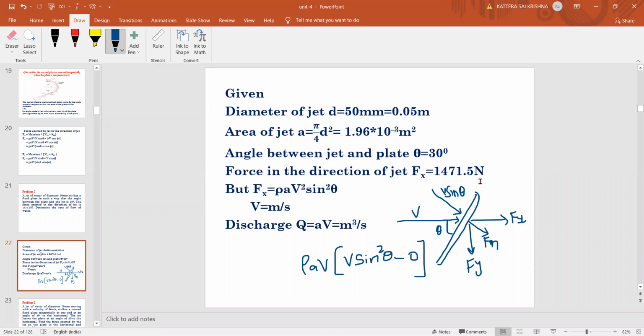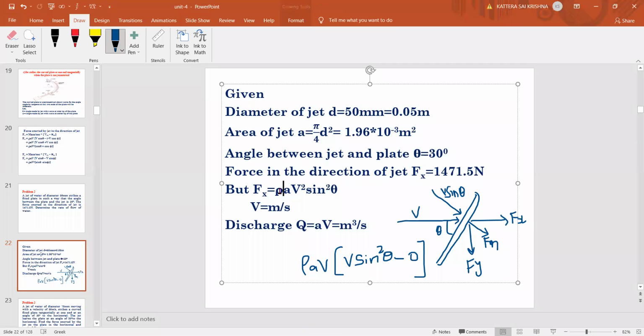Okay, substitute Fx equal to 1471.5. Rho is the density of fluid, that is water here, so 1000, into area, which we have already calculated. Velocity is not given. We need to find velocity. Theta is 30 degrees. So find the velocity first by using this. Use this for finding velocity.